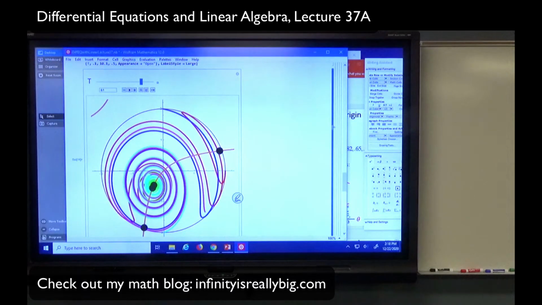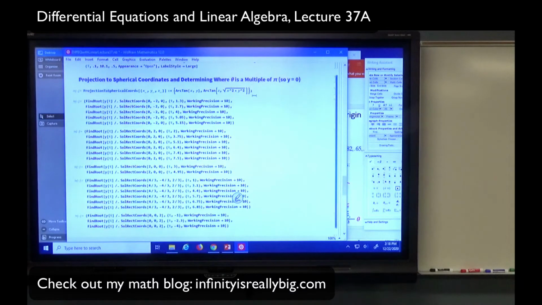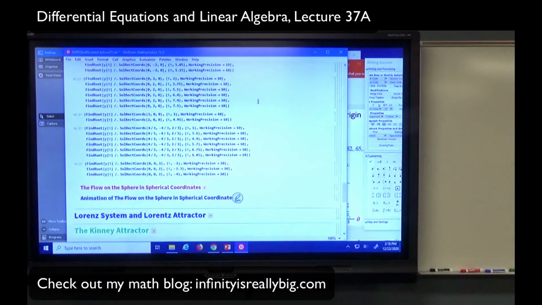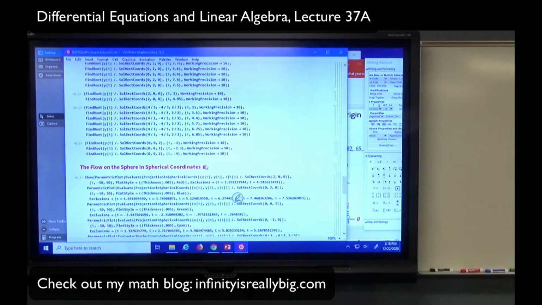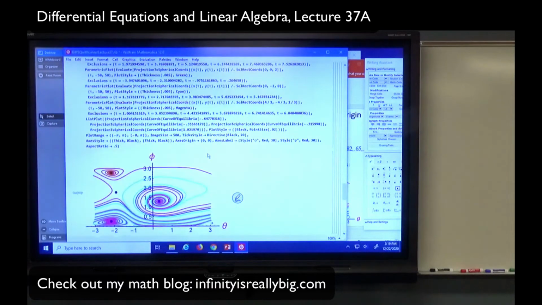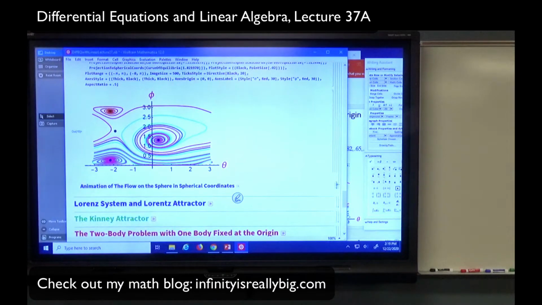And finally, we can also project the system onto the spherical coordinates. That's the code that I have here. By the way, you don't have to fully understand this code. I was trying to avoid some asymptotes in what I was doing here. Here ultimately is the picture in spherical coordinates that I showed you, and then we can also animate it with the code down here.